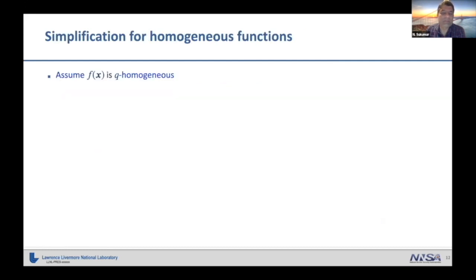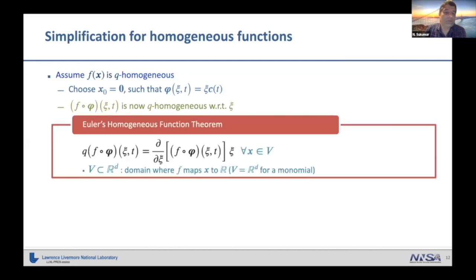Okay, so let's see some two simplifications for Q homogeneous functions. We'll choose a Q homogeneous function and we'll choose the center to be the origin. If that is the case, then this composition is also Q homogeneous with respect to psi, because psi varies linearly. So if phi itself is Q homogeneous, then f composed with phi will also be Q homogeneous with respect to psi. Then we can apply Euler's homogeneous function theorem, which says basically, think of this as QF. So QF is equal to partial of f with respect to psi times psi. That is essentially, in one dimension, the homogeneous function theorem.